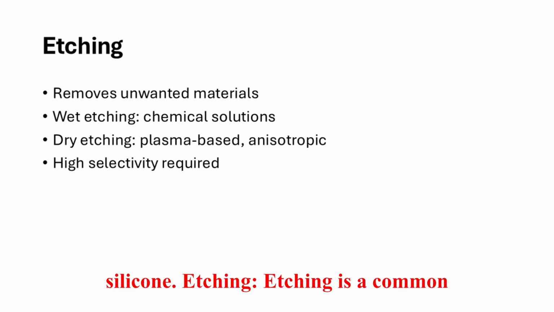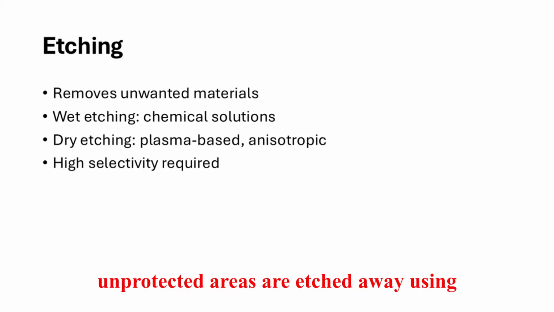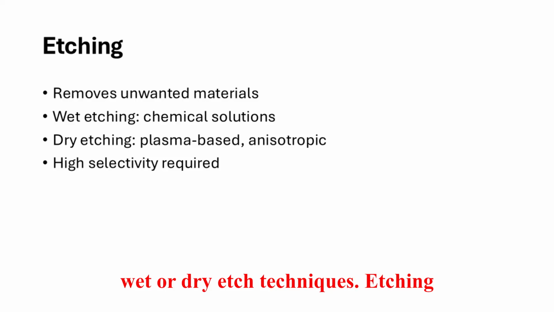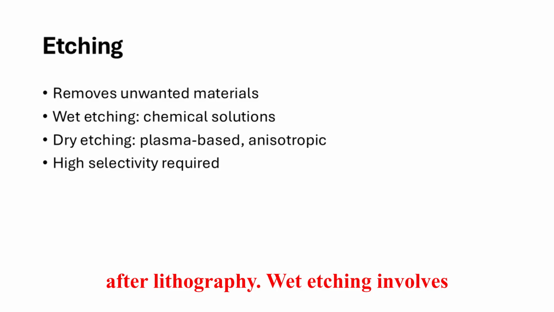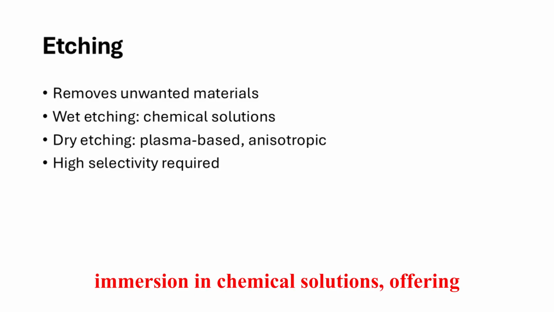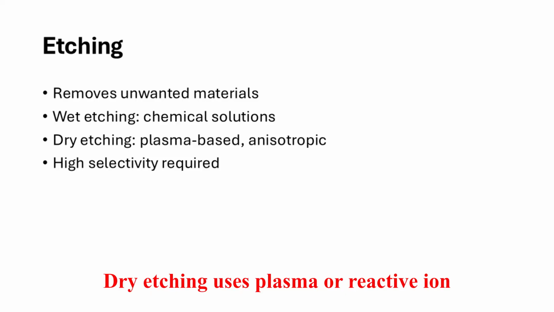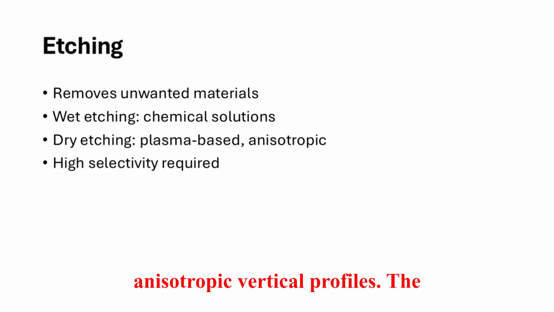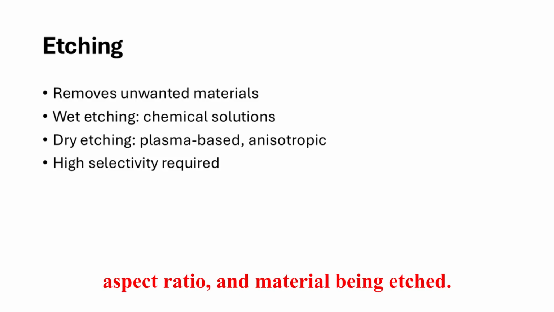Etching. Etching is a common process to pattern material on the surface. Once the desired shape is patterned with photoresist, the unprotected areas are etched away, using wet or dry etch techniques. Etching selectively removes unprotected areas after lithography. Wet etching involves immersion in chemical solutions, offering high selectivity but isotropic profiles. Dry etching uses plasma or reactive ion etching, RIE, to achieve anisotropic, vertical profiles. The choice depends on pattern resolution, aspect ratio, and material being etched.